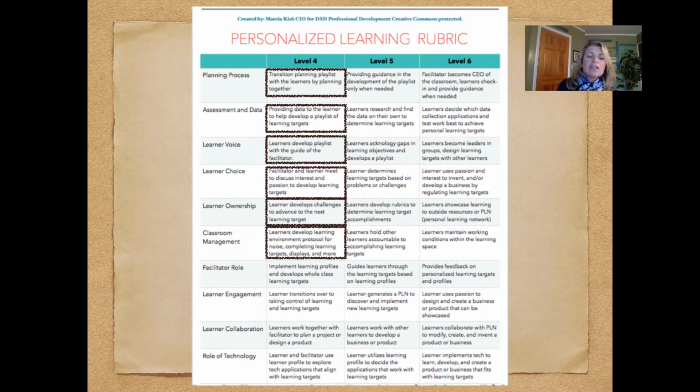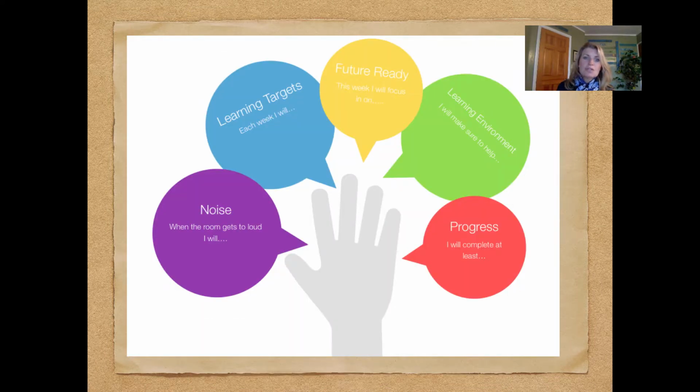Classroom management. The students take ownership of the classroom. Yes, we own it together, but the students do this. They create the 5. There's 5 things to look at. Noise. If it's too loud for that learner, where are they going to go? What kind of headphones would work best? Over-the-ear headphones are great versus earbuds. Over-the-ear headphones block out more noise.